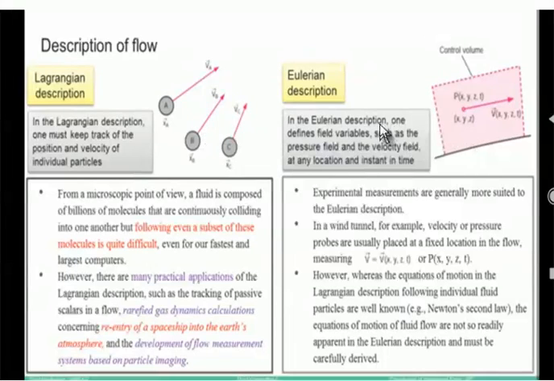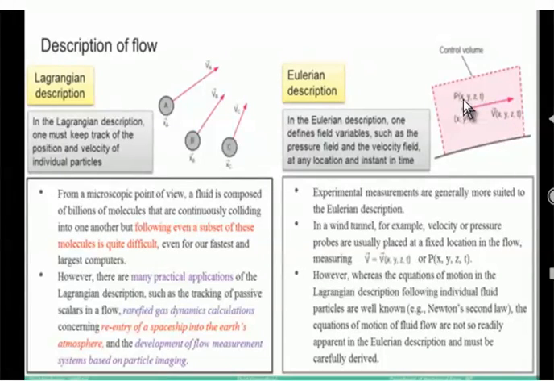Next, what happens in the Eulerian description is that one defines the field variables, such as the pressure field and the velocity field, at any location and instant in time. So here is the control volume. Within that volume only we are going to study the field variables like pressure, velocity, and accelerations.